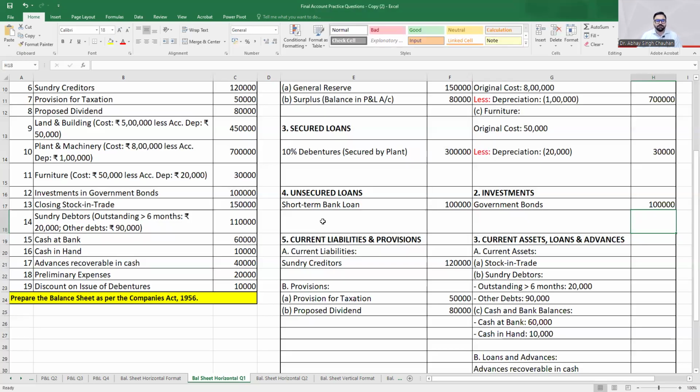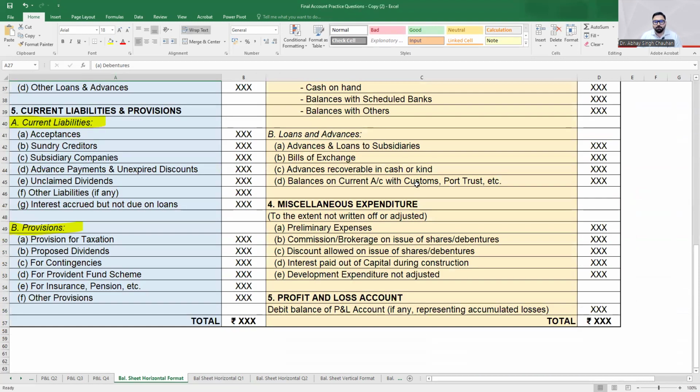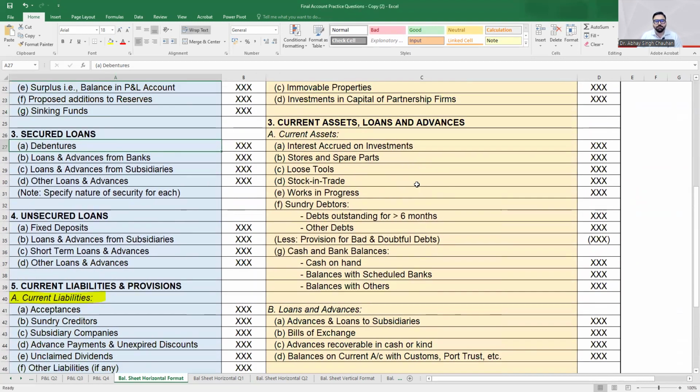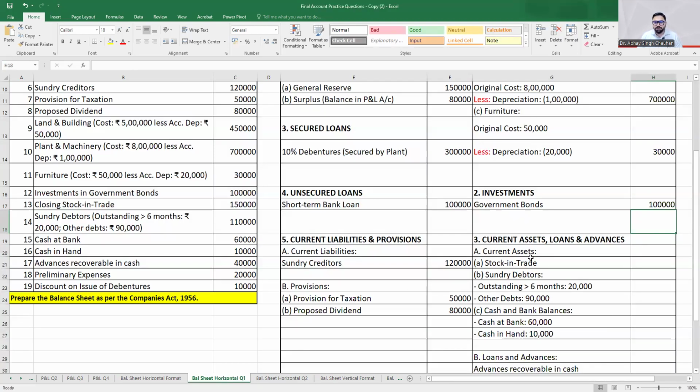Then the next one is closing stock in trade. The value of the closing stock in trade is 1,50,000, right? If you look into the format, the closing stock in trade we used to show under the category of current assets. Stock in trade, you see over here, right? Similarly, we'll show this value under the category of stock in trade. So what is the value of stock in trade over here? If you look clearly, the value is 1,50,000. So equals to 1,50,000. Then we have sundry debtors. It has already been said that the sundry debtors are outstanding for more than 6 months, right?